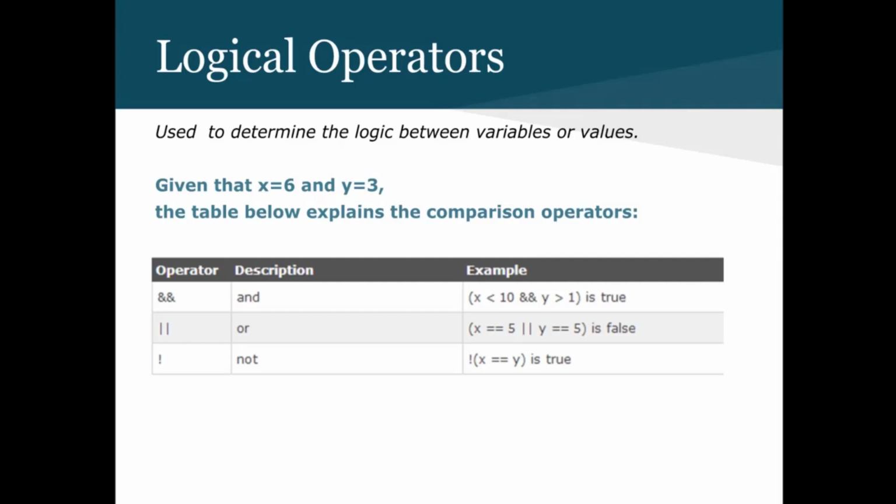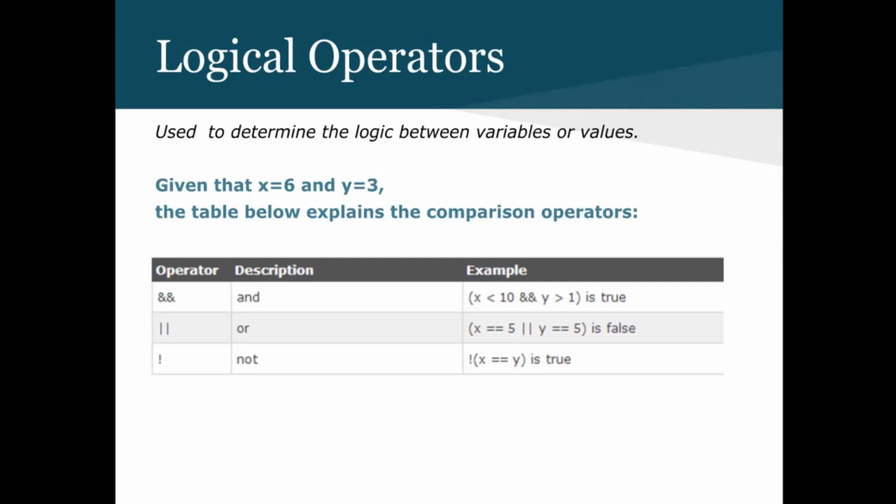So in this case, we would say, is x less than 10 and is y greater than 1? X, whose current value is 6, is that less than 10? Yes. Then we're going to check the second condition. Is y greater than 1? Y's current value is 3. So yes, it's true. Or the pipes, that's what those two pipes are called.